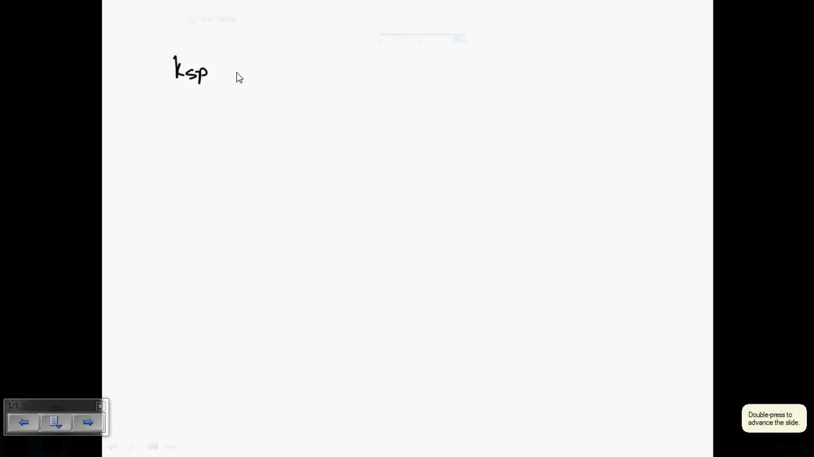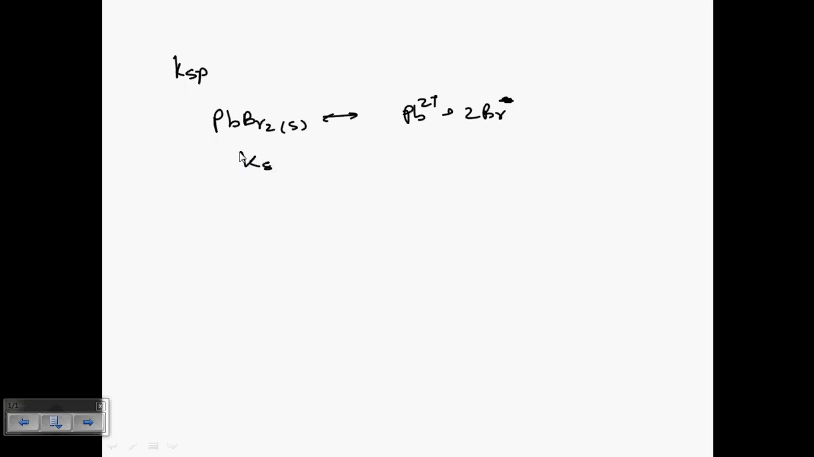KSP shows you the equilibrium of a partly soluble salt like lead bromide between its dissolved ions and its undissolved ions. And this is called KSP, which is the product of its dissolved ions. And this dissolved ion concentration is generally called molar solubility, which for all practical purposes is equal to the solubility of the ions or dissolved salt.